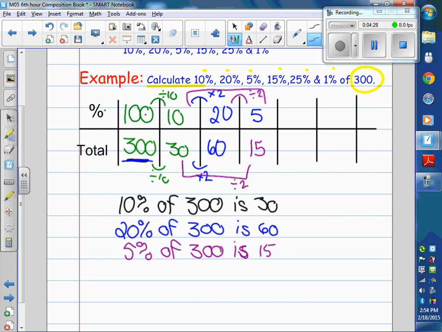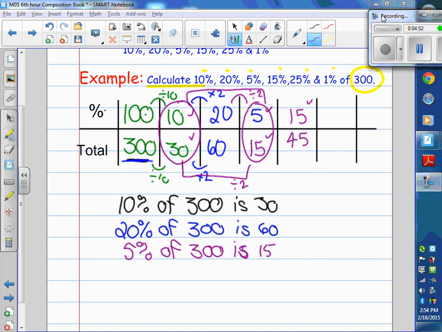Typically, you get 15% at a typical restaurant. Remember in ratio tables we learned to add columns? You could add columns because 10 plus 5 is 15. So 30 plus 15 is 45. Or you could have tripled, right? To get from 5 to 15, you could triple. So 15% of 300 is 45. Does that make sense?